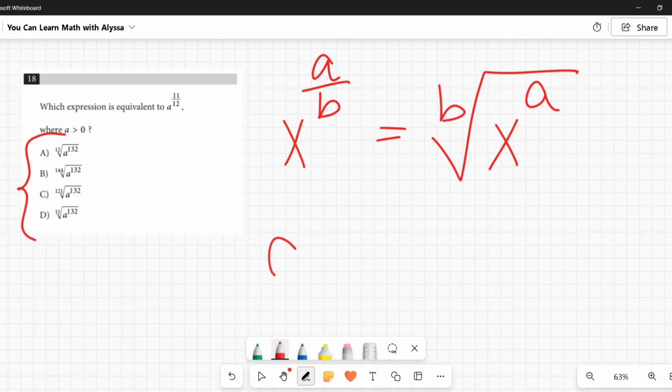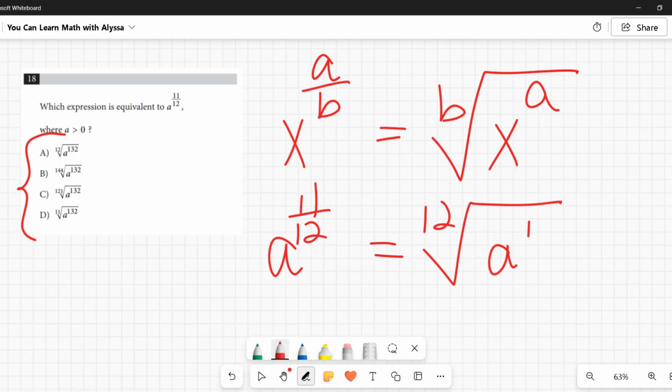So we have our a to the power of 11/12. So we go, okay, let's convert it. I know that b goes out there. It's the 12th root of a to the power of 11. And I've got my answer, and I go and look over here and, oh no, that is not an option. What is going on?